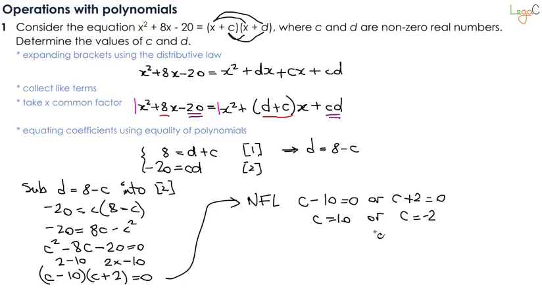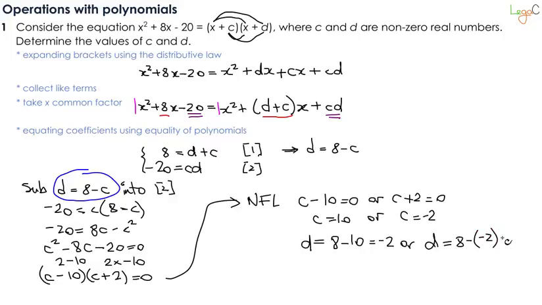All we have to do now is substitute these values back into this equation here to determine the values of D. So let's see. D equals 8 take away C. So let's take the first value, C equals 10, or D equals 8 take away negative 2, and we end up with 8 plus 2, which is equal to 10.